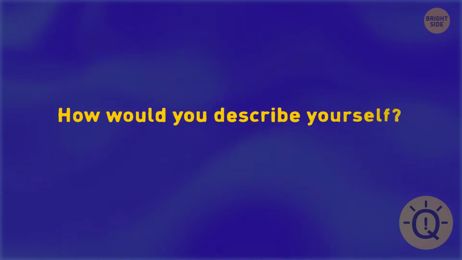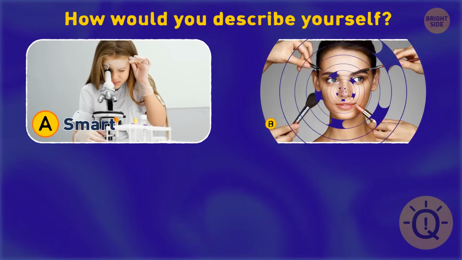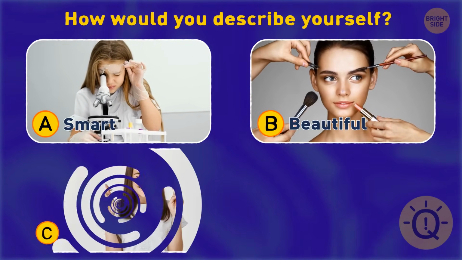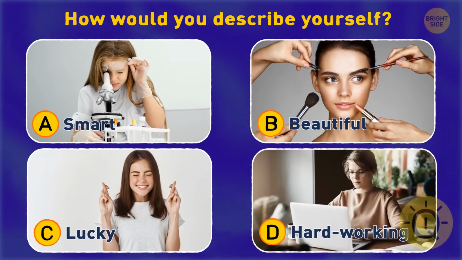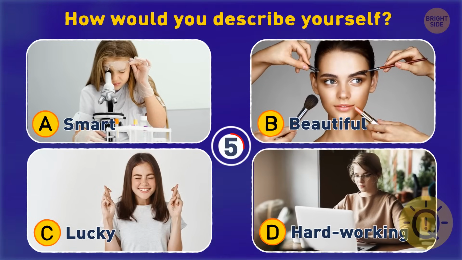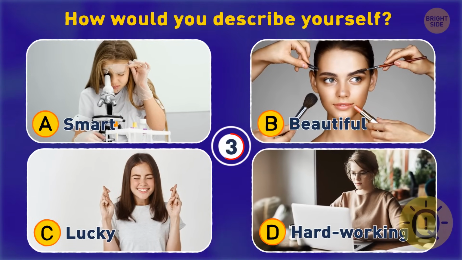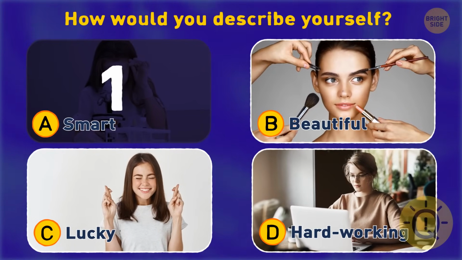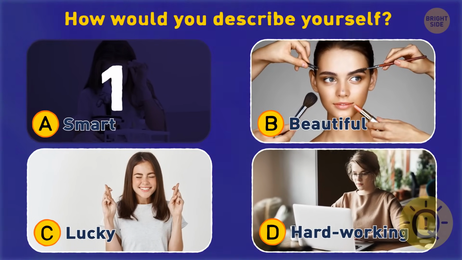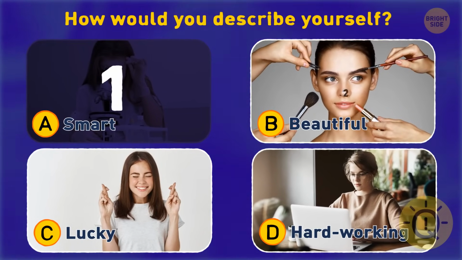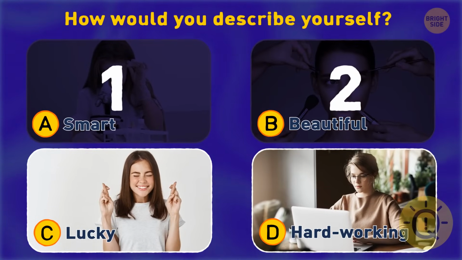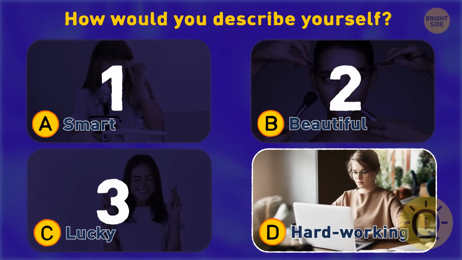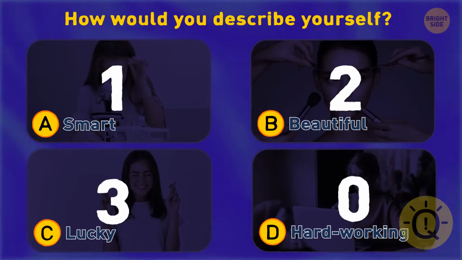How would you describe yourself? Smart, beautiful, lucky, hardworking. A adds 1 point to your score. If you picked option B, take 2 points. Option C adds 3 points. And answer D brings you 0 points.